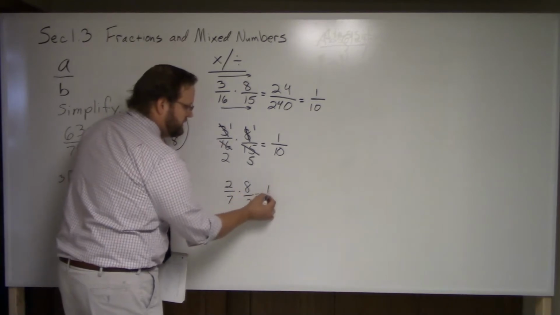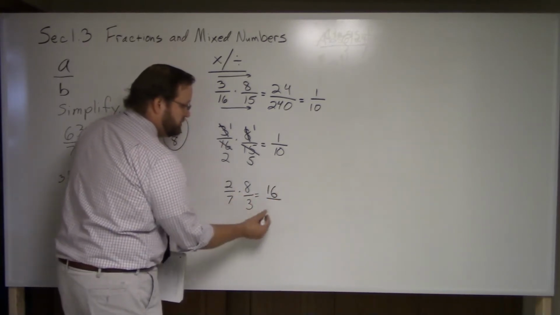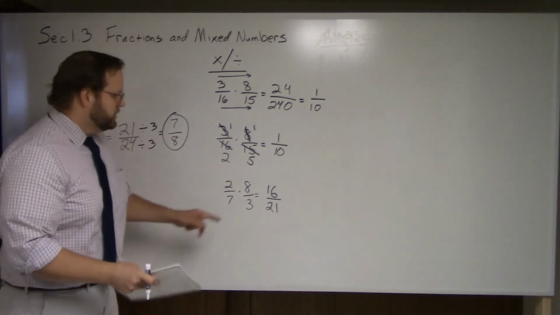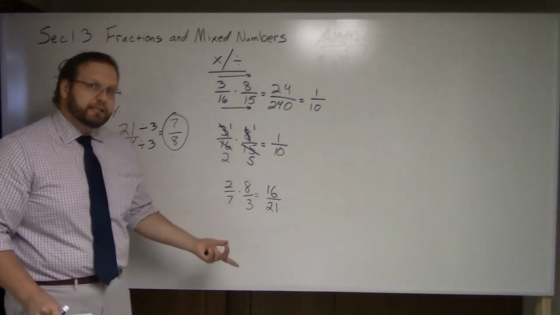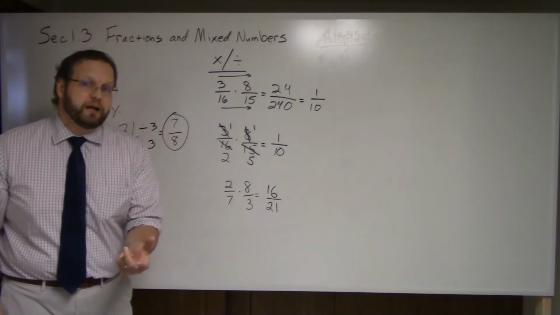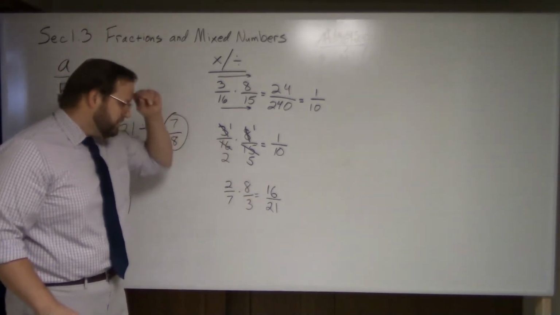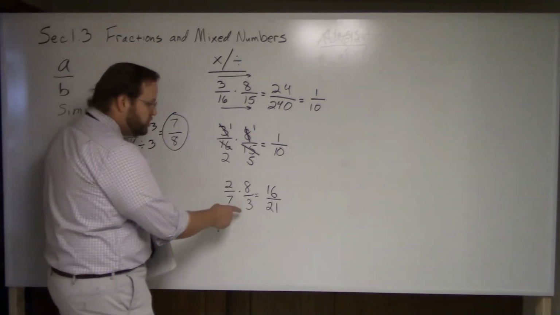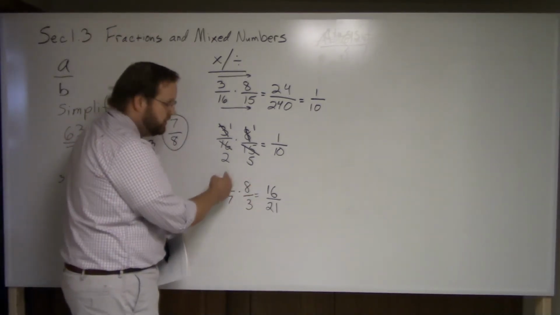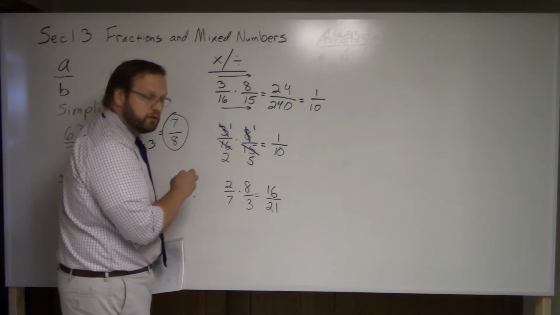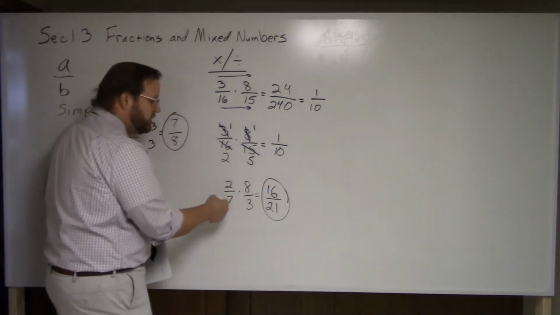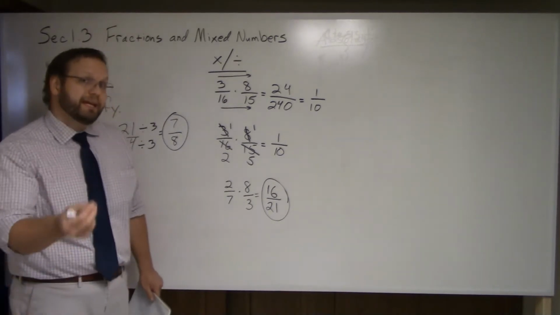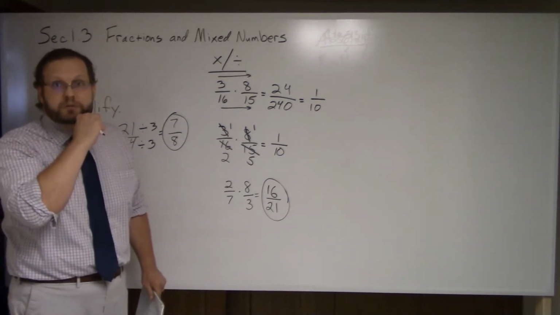2 times 8 is 16. 7 times 3 is 21. Now here's the beautiful thing. Don't look at this and say, oh, now I got to try and simplify that. Always simplify your fractions. But if you're trying to rack your brain on something that goes into both, if you couldn't simplify here, you wouldn't be able to simplify there. So as long as you do a good enough job simplifying here, don't even think about it at the end. Again, those are only tips and tricks with multiplication.